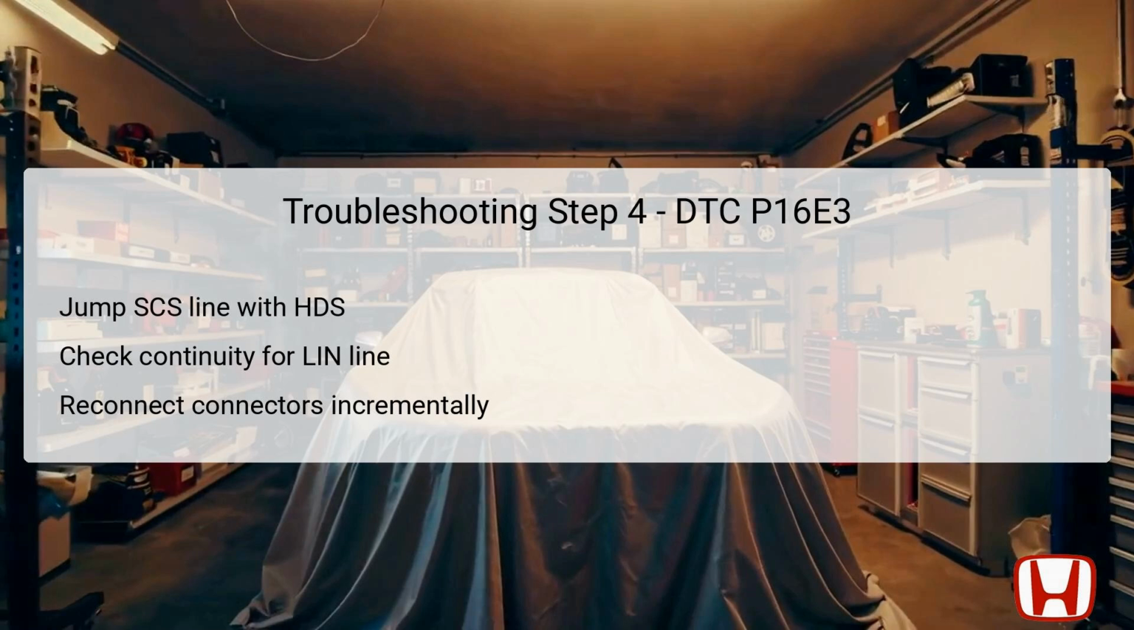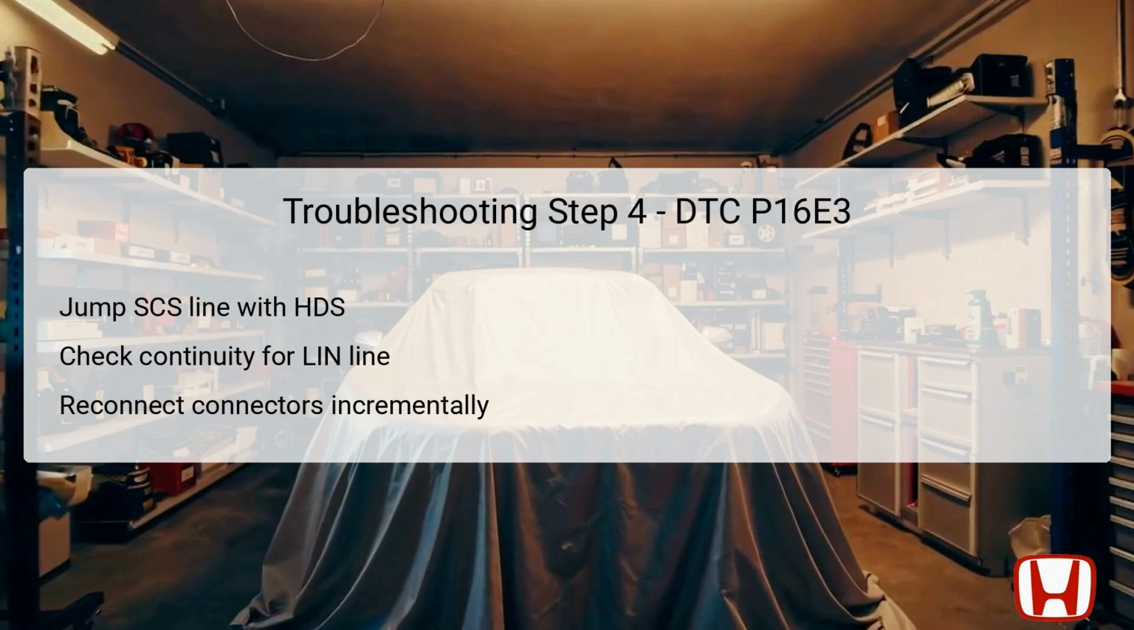The fourth step involves further checking the integrity of the LIN line by initially jumping the SCS line with the HDS. This action ensures that the diagnostic system is ready for continuous checks. Continue checking for continuity between the battery sensor 2P connector terminal number 2 and body ground. To narrow down the fault, disconnect connectors one at a time. First, the alternator 1P connector, and then the PCM connector B, which has 49 pins. Observing whether the continuity disappears after the disconnection of a specific connector provides crucial diagnostic information.